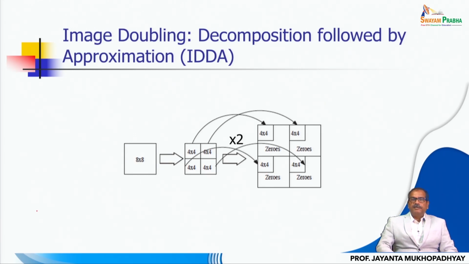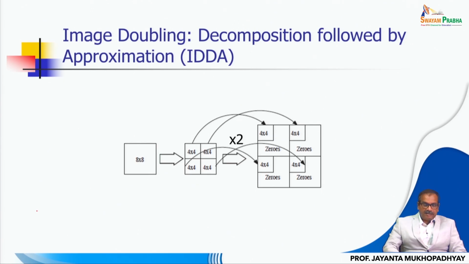The operations of image doubling also follow a similar strategy. Here I will first do decomposition of an 8 cross 8 block into 4 adjacent 4 cross 4 blocks, and then I will perform subband approximation. So that is why it is decomposition followed by approximation.